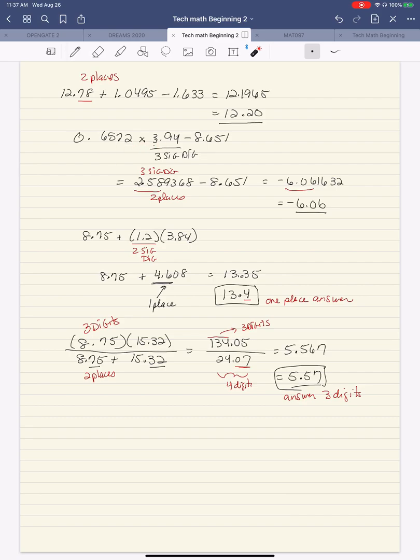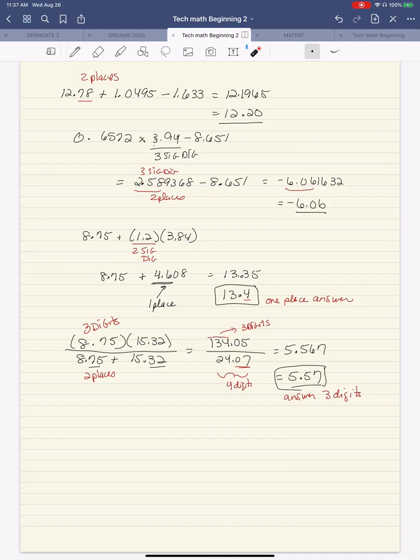0.6572 times 3.94 minus 8.651. First I do the multiplication. This has 3 significant digits. This has 4. So when I multiply it, I want to go down to 3 significant digits. So that's 2.59 once I get down to 3 significant digits.